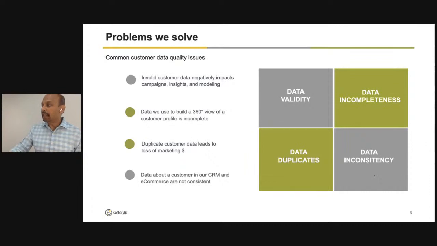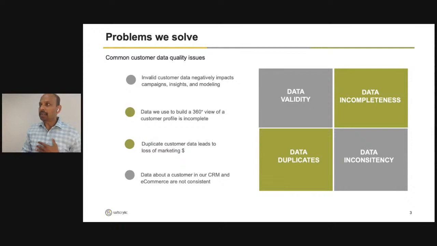And then we also have data inconsistency issues. The data that we see about a particular customer in one system, like a CRM system, is inconsistent with the data that we see for the same customer in our e-commerce system. This is again a big data quality issue that we quite often hear from our customers.